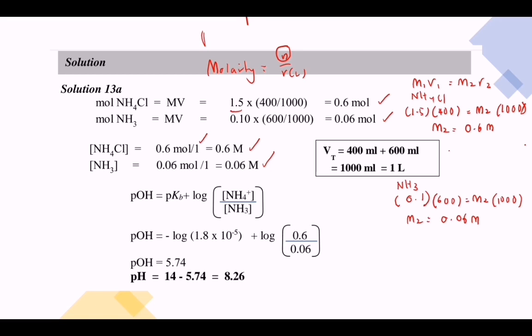So sama je lah. Now find the pH by finding pOH first because this is a basic buffer. So the formula is pKb plus log concentration of salt over the concentration of weak base. Insert all the values into the equation, the value of Kb given in the question. Then insert the new concentration for the salt and the base. Then you will get 5.74. To find the pH, just subtract from 14, so you will get 8.26. So this is for question A.